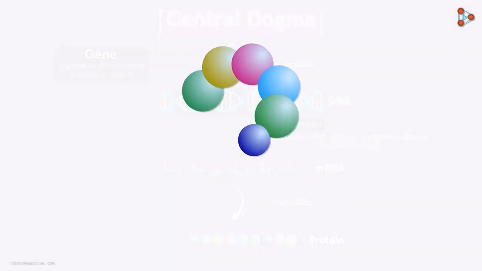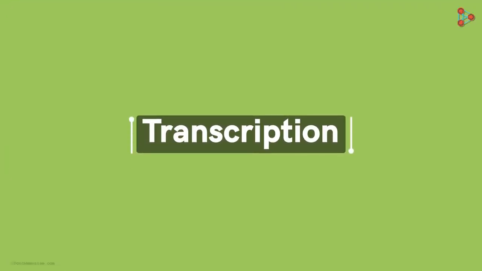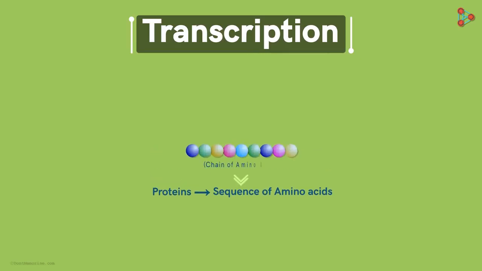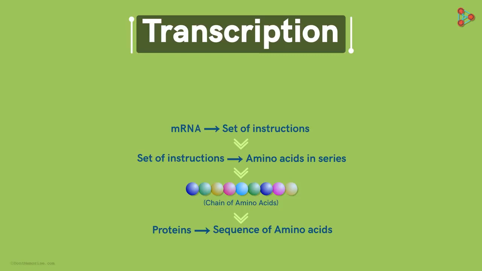So how are proteins made from the sequence of base pairs in the gene? Let's go in the reverse direction now. Proteins are a specific sequence of amino acids. So the various amino acids come together in a specific series to form a chain that makes up the proteins. Now to get the amino acids in a series, we need a set of instructions. These are present in the form of mRNA.